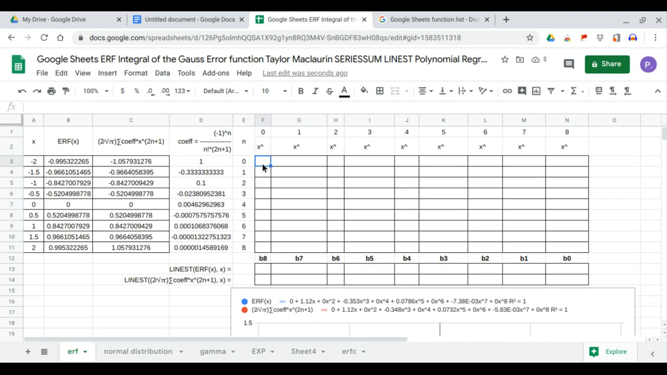Now we can calculate the x to the power 1. So this is equal to array formula of the x values to the power 0. That's the 1 column. And we lock the references. And we drag this to fill up the complete 1 comma x matrix. So that's the x column. This one is the x column.